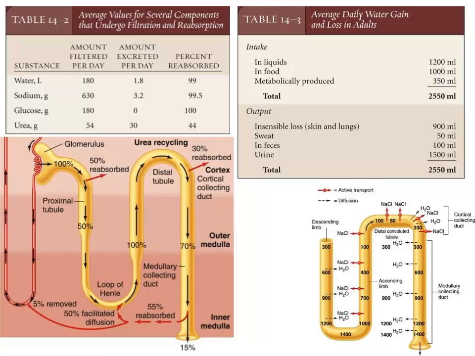How do we get the salt out of the ascending limb? Okay, we use active transport. So by using active transport we can set up a concentration gradient in the medulla, causing water to move out of the descending limb and the collecting duct, generating hyperosmotic urine, but also making sure that we recapture most of the water that we've produced in the filtrate.